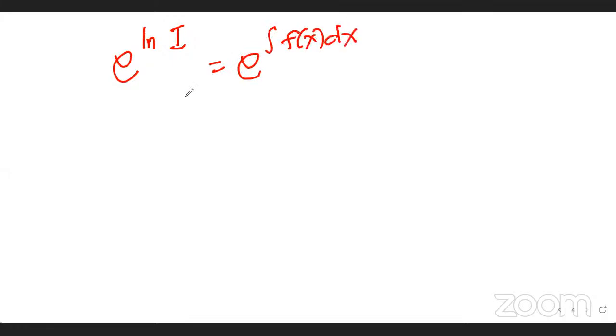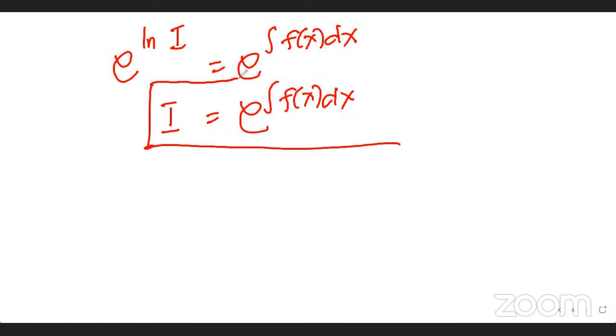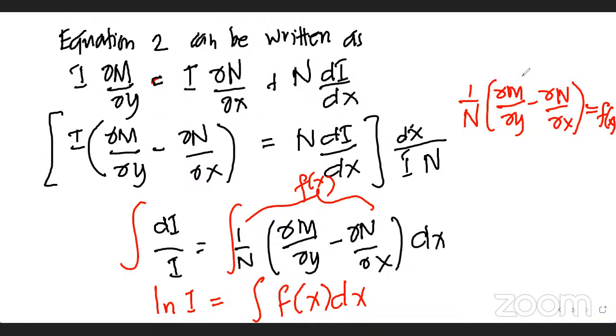Sige, so inverse na lang natin. So e raised to ln of I is equal to e raised to the integral of f of x dx. And this will become, so e raised to ln of I is equal to I equals e raised to the integral of f of x times dx. So this will now be our formula in finding for the integrating factor. Provided that it's a pure function of x yung kanina, yung difference ng partial derivatives divided by n should be a pure function of x.